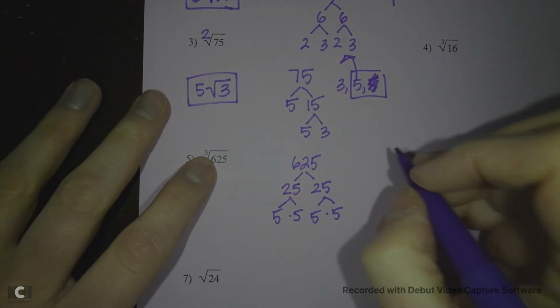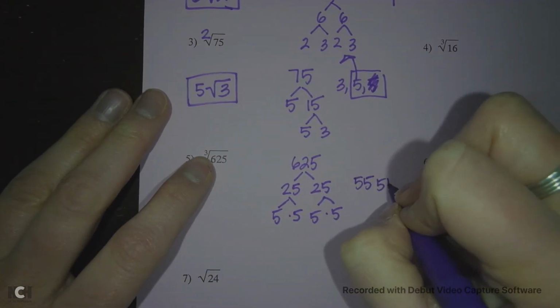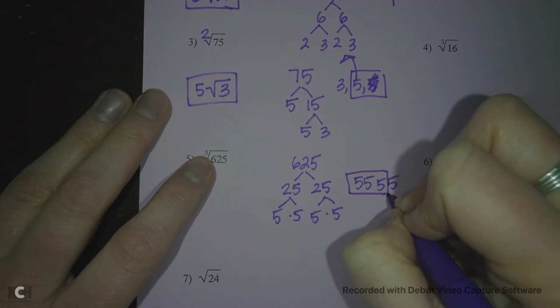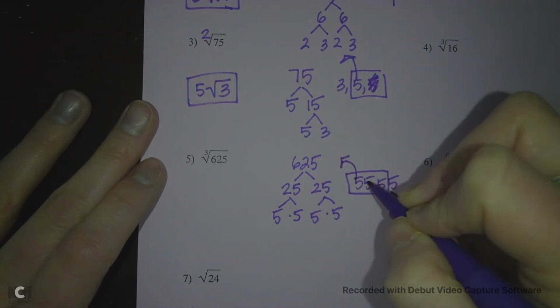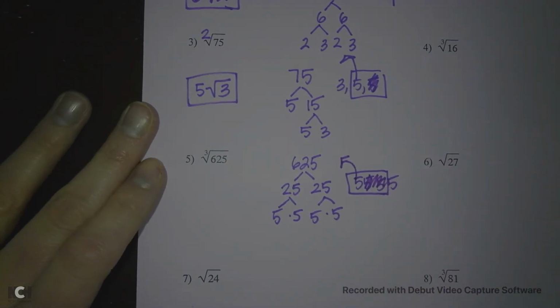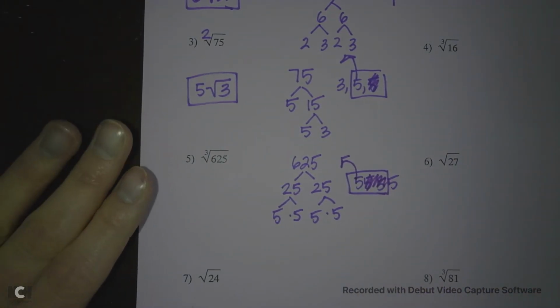This time, though, I want triplets. So I have 4 of them, and I'm going to look at 3 of them. And again, the same rules apply. 1 goes out, the other 2 go away. That's the same thing on 4th roots and 5th roots and all of those.